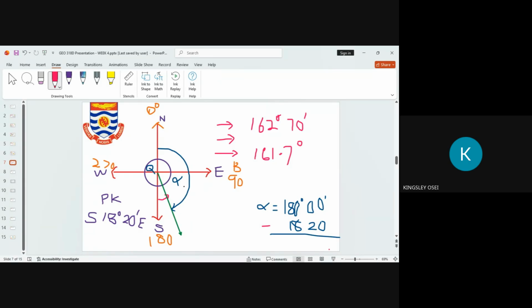0 minus 0 will be 0. 0 minus 20 is not possible, so I'll go to borrow. When I borrow, it's a degree. So when I take 1 and I'm converting to a minute, 1 degree will be equivalent to 60 minutes. So what does it mean? I take 1 degree from here and bring it here. It's going to be 60. And here will be left with 179.